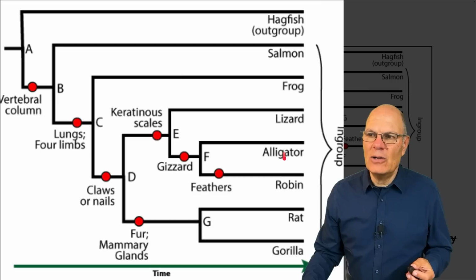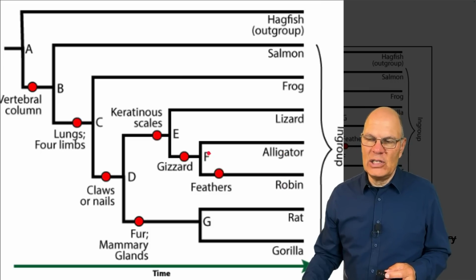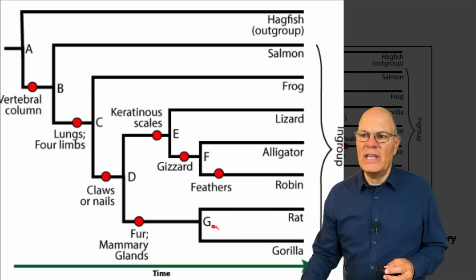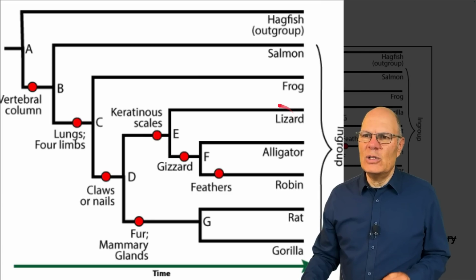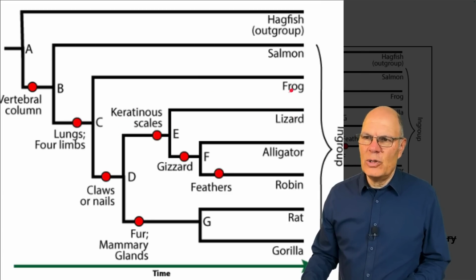So alligators and robins, they have their common ancestor over here. Rats and gorillas, they have their common ancestor over here. Frogs are right next to lizards, but their common ancestor, the common ancestor of the frog and the lizard, is all the way back here.